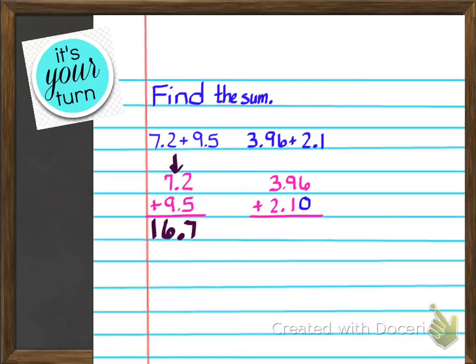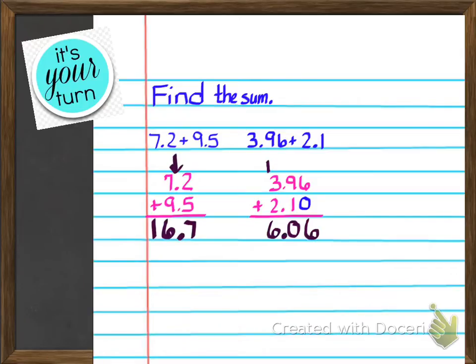So now let's go ahead and add. We're going to add our 9 plus 0, which gives us 9. 6 plus 1 gives us 7.